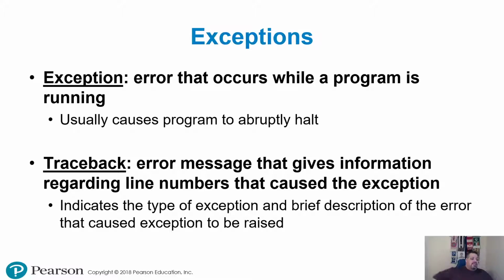So what is an exception? It's an error that occurs while the program is running. Generally speaking, it almost always causes your program to halt, and Python will write something out in big red letters. There's something called a traceback, which is the error message that actually tells you what caused the problem to happen.